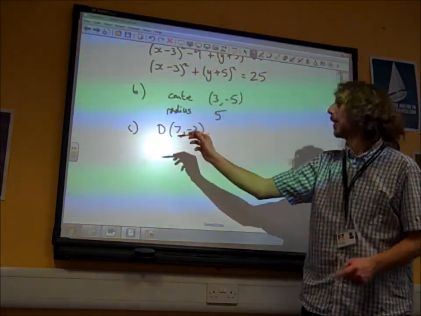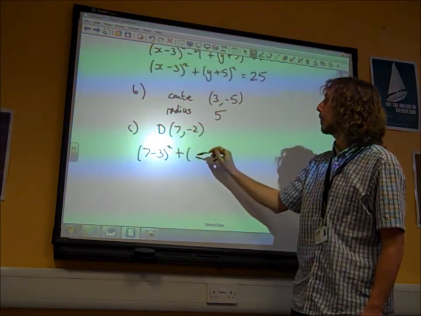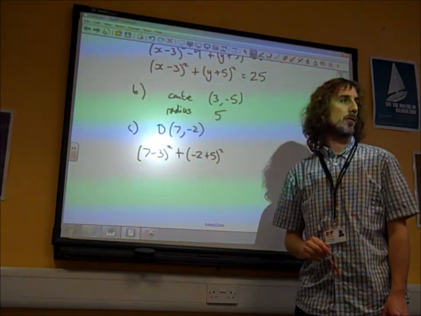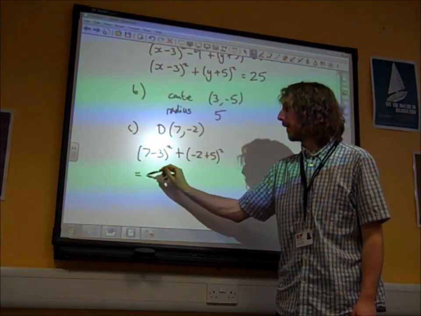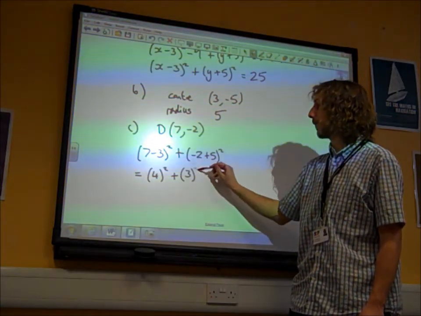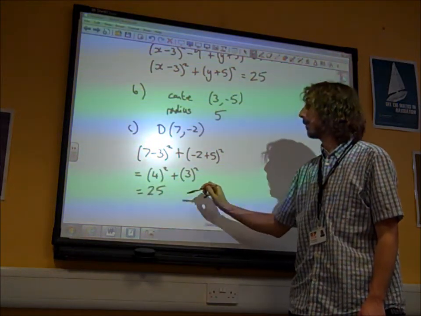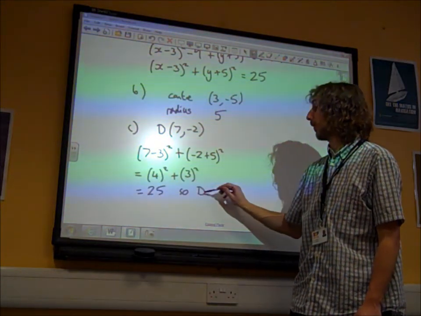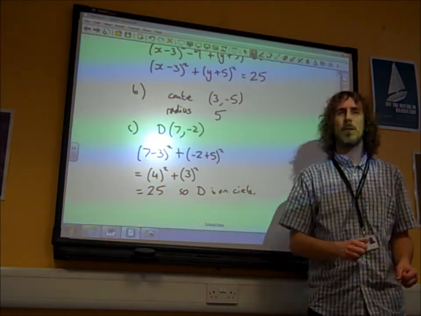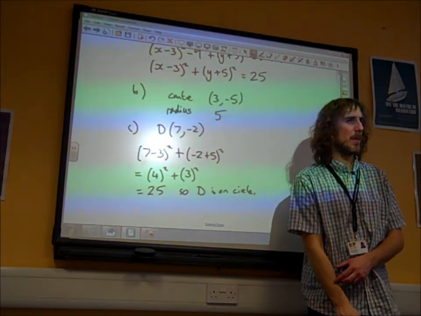So we sub these values in and do 7 minus 3 squared plus minus 2 plus 5 squared. We want to check that that equals 25. That is 4 squared plus 3 squared, which does equal 25, so D is on the circle. And for 1 mark, we don't want any more than that.